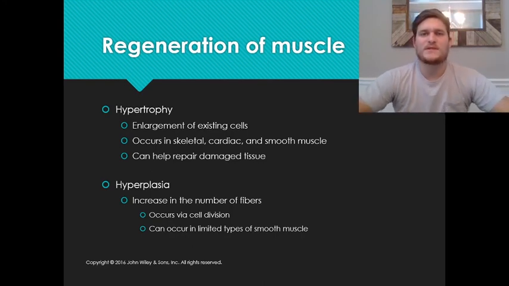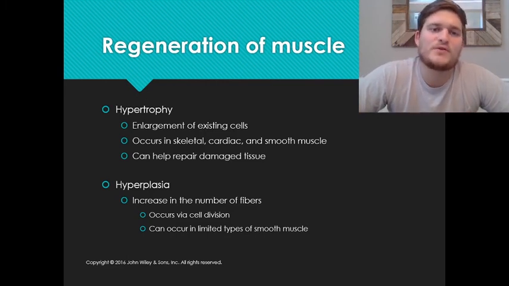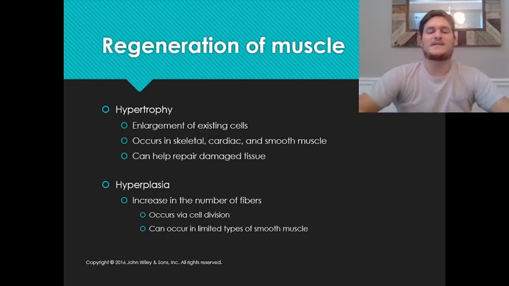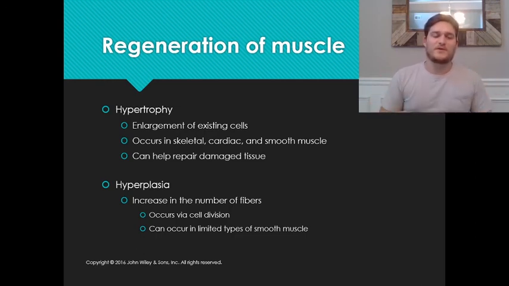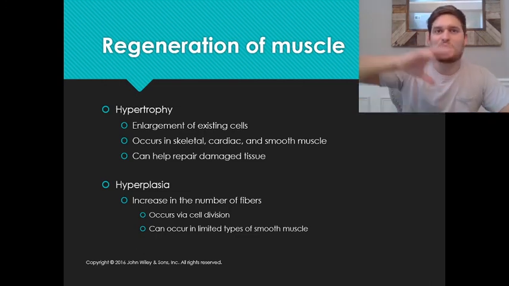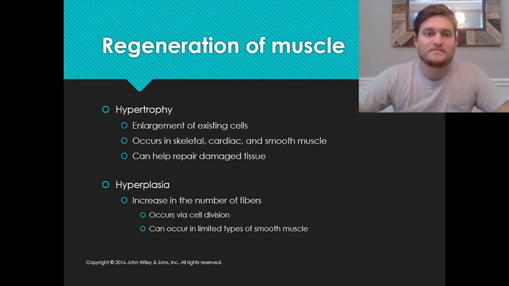In order to increase the size or number of cells in the skeletal muscle or the muscle in general, we have two different methods. We have hypertrophy, which is the enlargement of existing cells, and it can occur in all types of muscle cells. And it's also going to help repair damaged tissue. So that is the goal of your resistance training, right? When you go and lift weights and you lift heavy objects, you're trying to signal that hypertrophy. You want a cellular event to occur to increase the size of those muscle fibers so you can continue to lift more weight and be stronger, right? So that happens through hypertrophy.